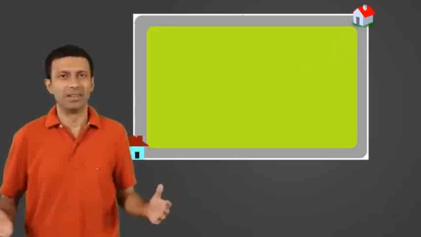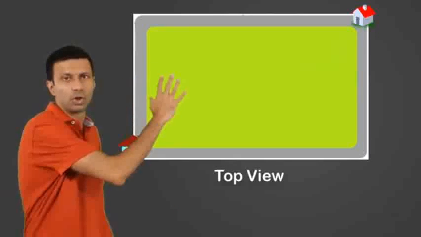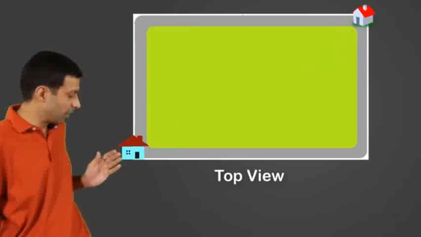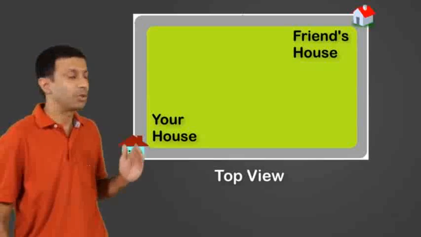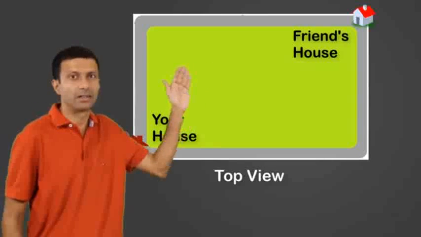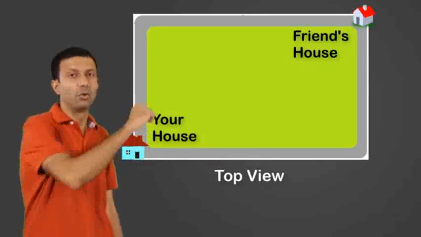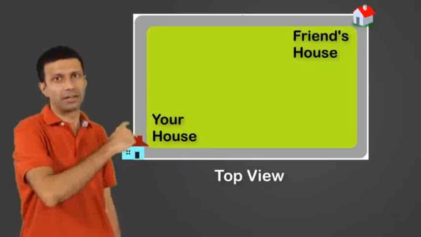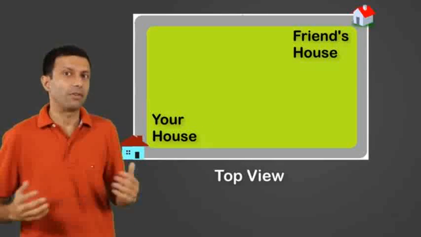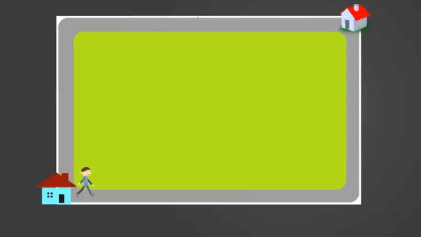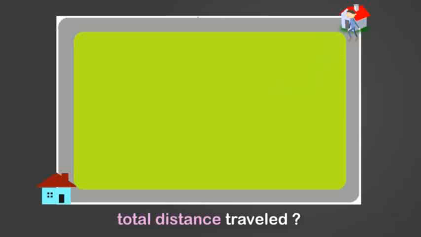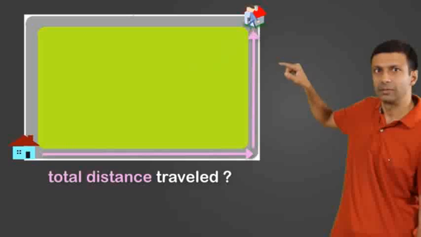Consider this example. Let's say this is the view from the top and your house is here and your friend's house is at the other end of the park there. And there is a road all along the park. Now let's say you travel to your friend's house like this. So along this road and then along this road. So what is the total distance traveled by you? It's going to be this distance plus this distance.